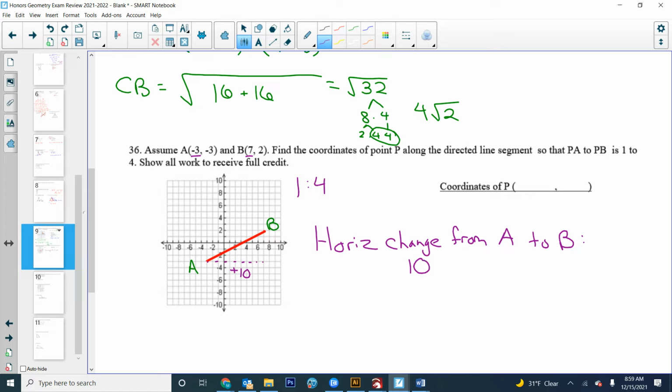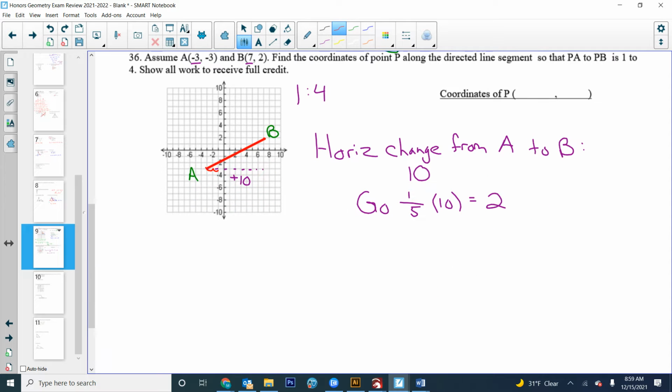So I'm going to go 1/5 of 10. What's 1/5 of 10? 2. Does that mean my x value is 2? No, it tells you to go 2 units from letter A, which is an x value of -3. Right? Watch up here. This tells me I'm moving 2 units to the right from A. Don't go from 0. Go from A. I'm going from A to B. All right? Second part.